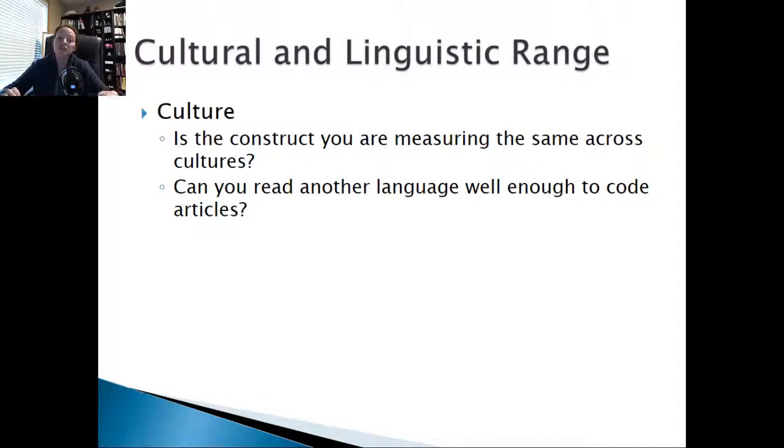For cultural range, you want to specify what culture you're looking at. A lot of psychological constructs are going to vary from culture to culture. So again, think about the dependent variable that you're looking at, the outcome of that over time. Does that construct change depending on the culture that you're looking at? Probably yes, depending on what it is. Be mindful of that.